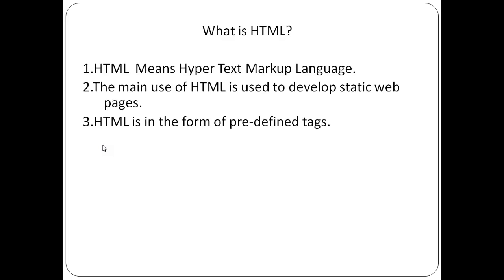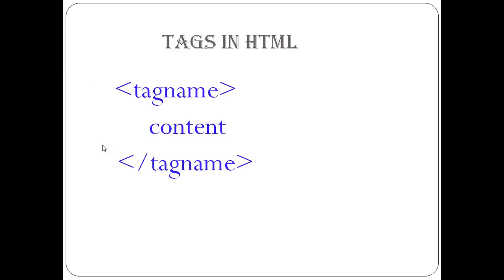And the language in HTML is made of what are called tags. So what is a tag? A tag is something written inside angular braces, and generally tags come in a pair. One is called the starting tag and the other one is the ending tag.